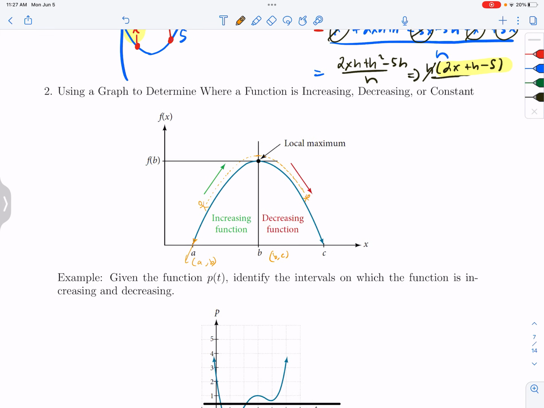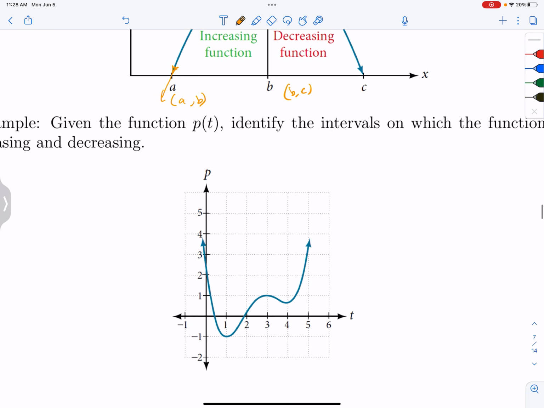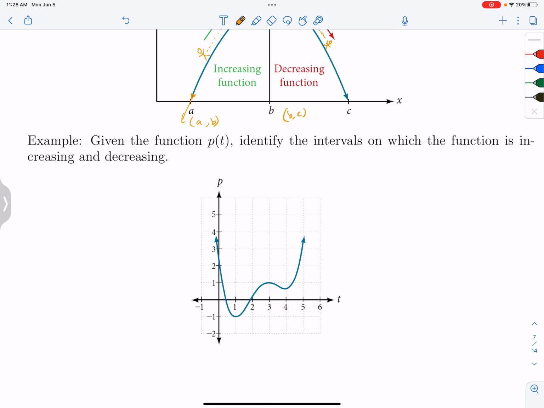Okay, and then let's look at an example where we're given the graph of a function. It says, given P of t, identify the intervals on which the function is increasing and decreasing. So I'm just going to lay this out here. Okay, so looking at this graph, again, imagine you're walking along this curve. And so it looks like to the left of 1 and up until 1, we're decreasing. And then from 1 to 3, we're climbing up. And then from 3 to 4, and then from 4 and to the right, it looks like we're increasing.